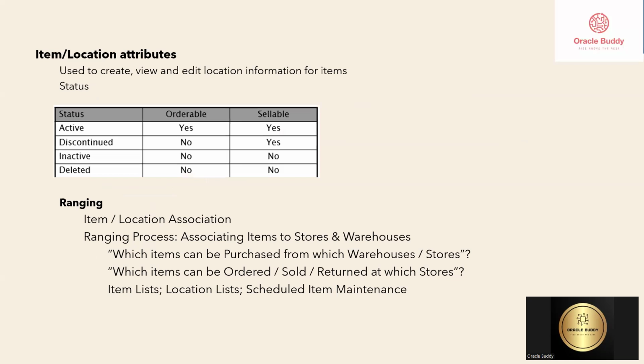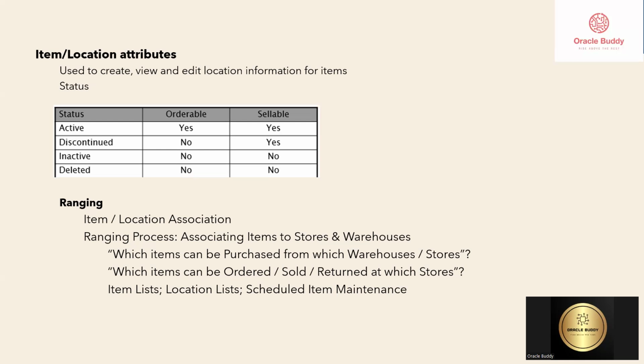Item location attributes are used to create, view, or edit location information for item status. So basically, once the item is created, what do we need to do? We need to do a supplier ranging so that the supplier can send us the goods. And then we should also have an item location ranging, for those items, in which stores it will be sold. So that mapping we need to do.